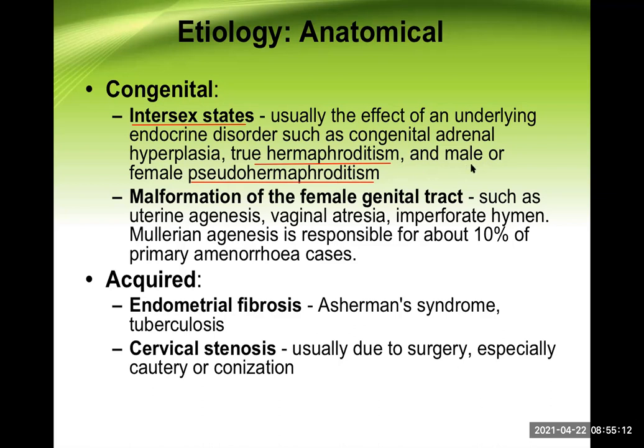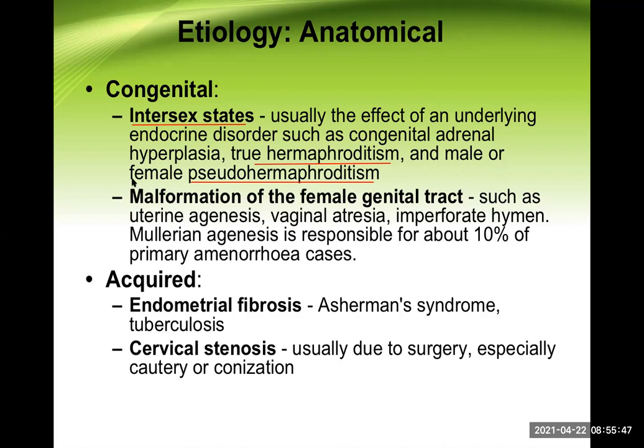Male pseudohermaphroditism means the genetic sex is male. What is the genotypic sex of male? Exactly, the presence of the Y chromosome. That is present when we analyze the chromosome, but the external appearance is like a girl. So this is known as male pseudohermaphroditism.